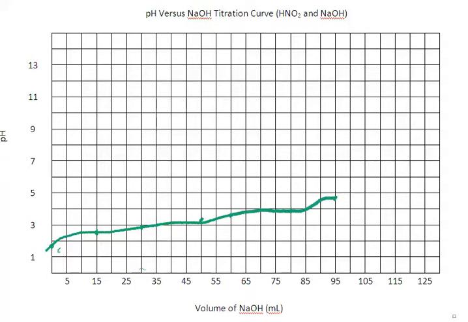I don't know. That's really bumpy. It shouldn't have been that bumpy. That's just my best drawing with my hand. Draw it faster, it won't look as bumpy. But the pH is slowly rising as we add NaOH.